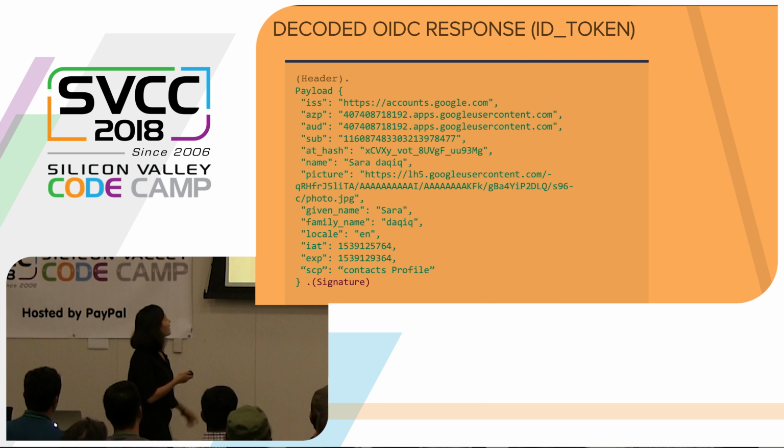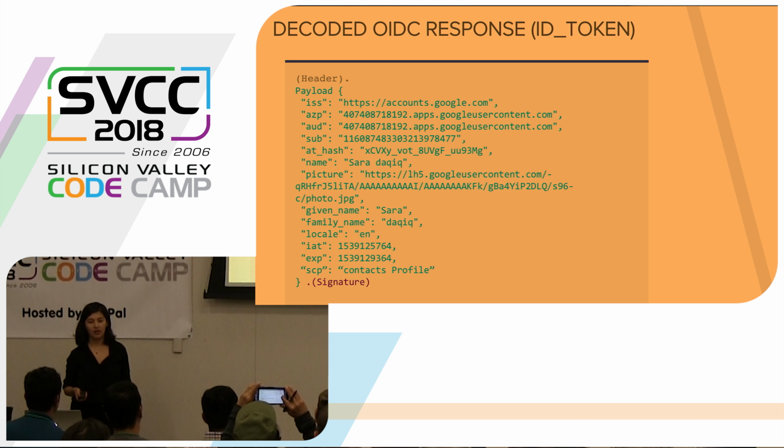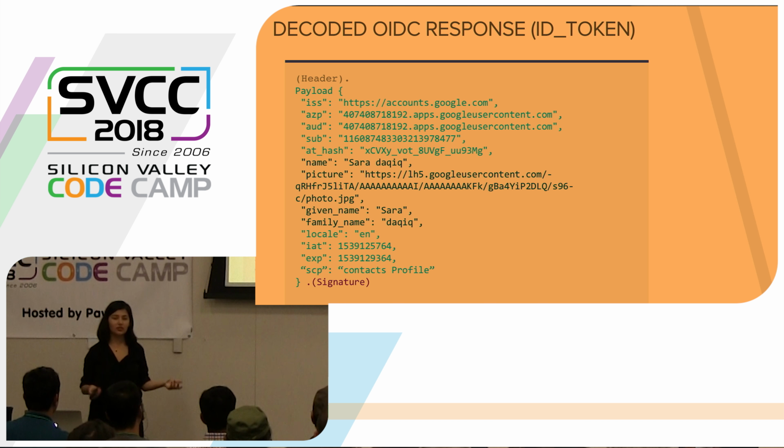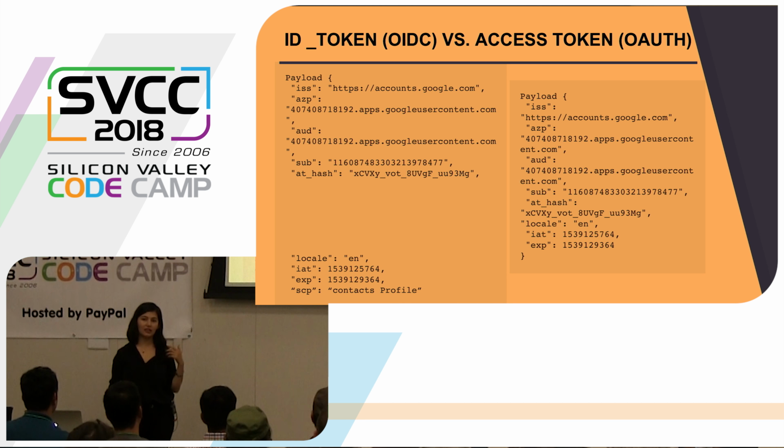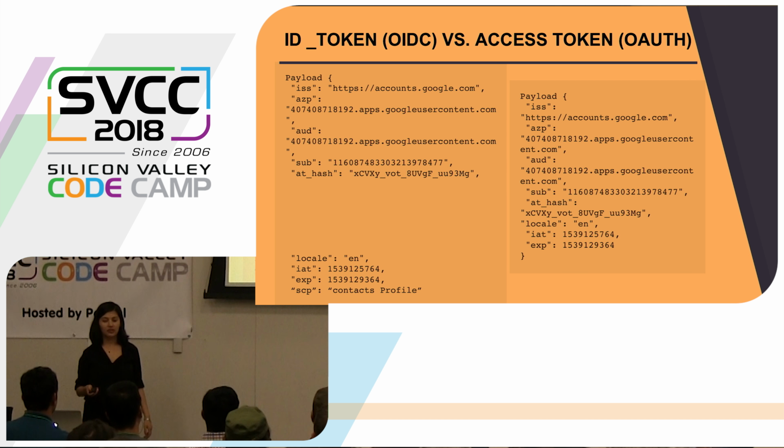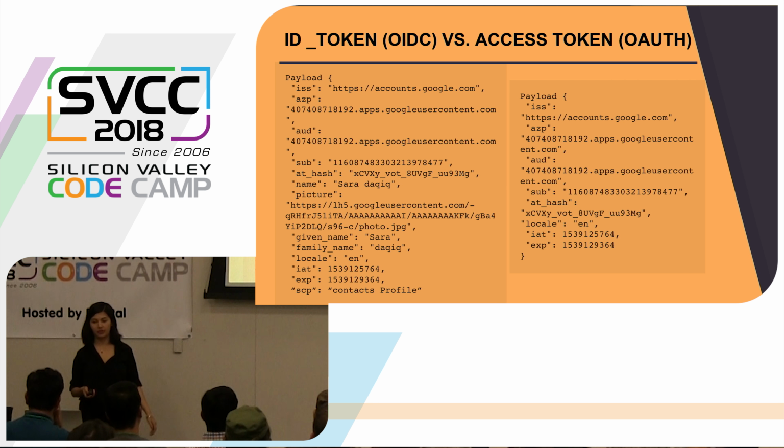So I have everything that the access token has, but then I have more about user information, right? This is the information about the user that I wouldn't have if I had OAuth. So the difference between an access token and an ID token, between the OpenID Connect response and the OAuth response, is that in the OpenID Connect response you will get the user information.